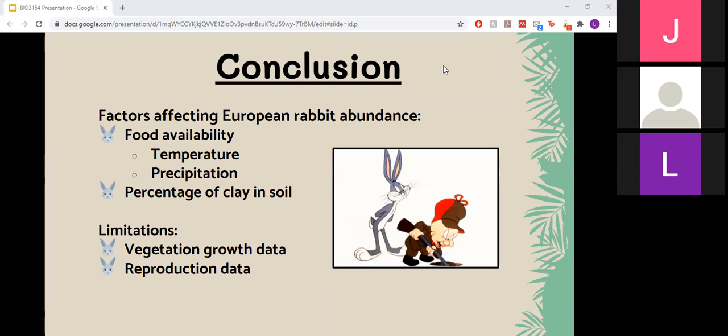Some limitations we noticed were that vegetation growth data and information about reproduction and fecundity may have been helpful. These findings suggest that a way to control rabbits in Australia would be to control their main food sources so that the conditions are not ideal for reproduction. However, this could be difficult as it could lead to potential negative effects to the native species that use those resources as well. Our analysis was helpful in understanding dynamics between rabbit abundance and the variables we assessed.